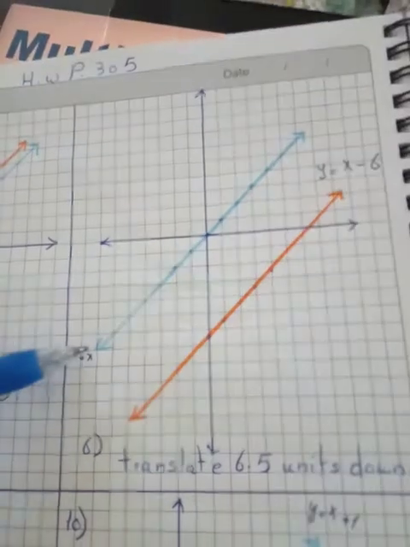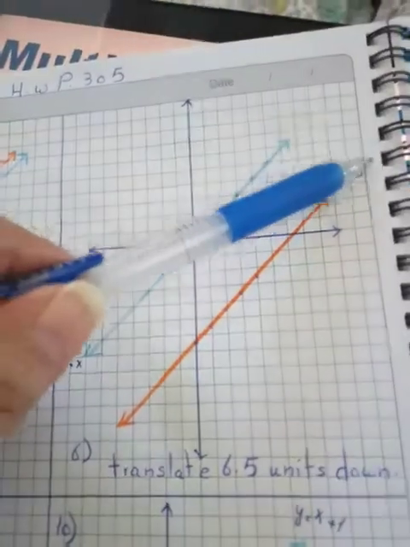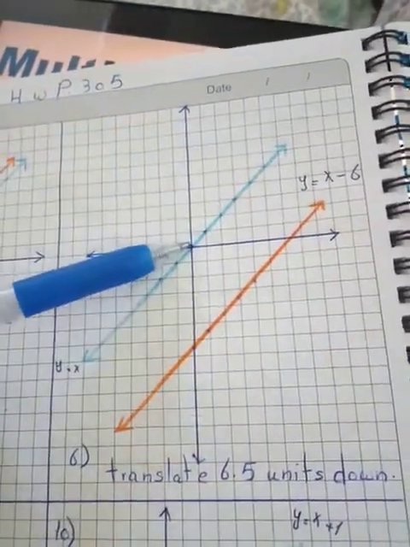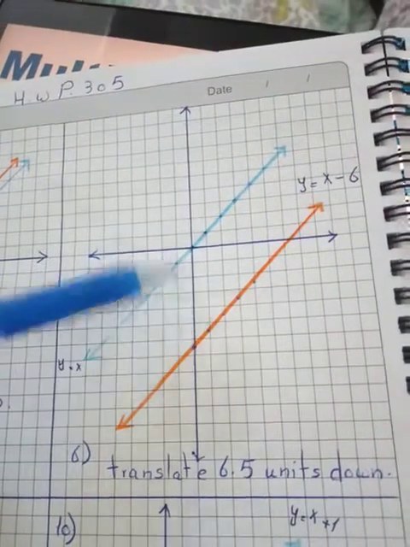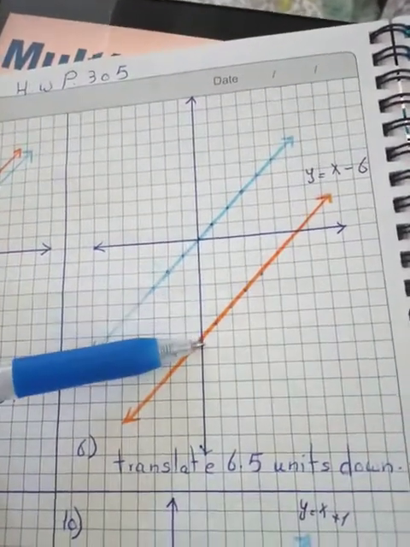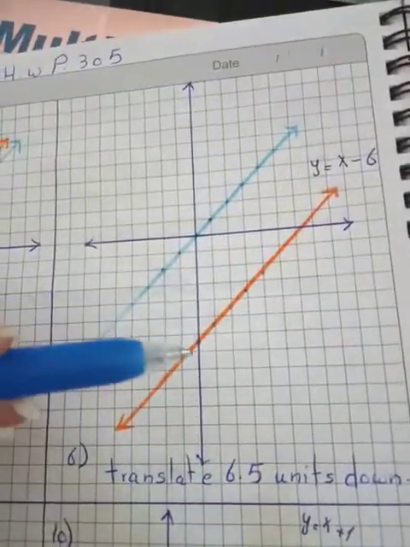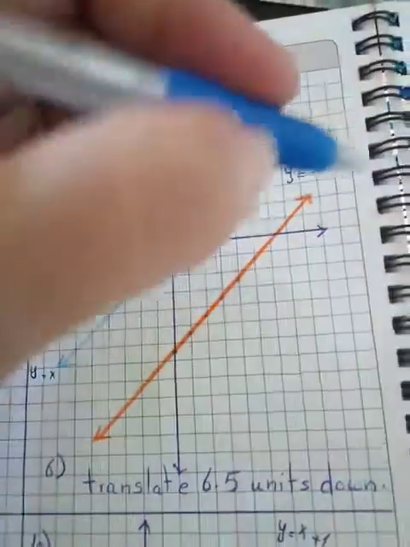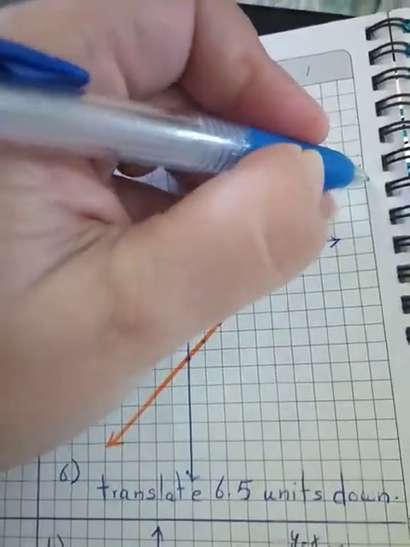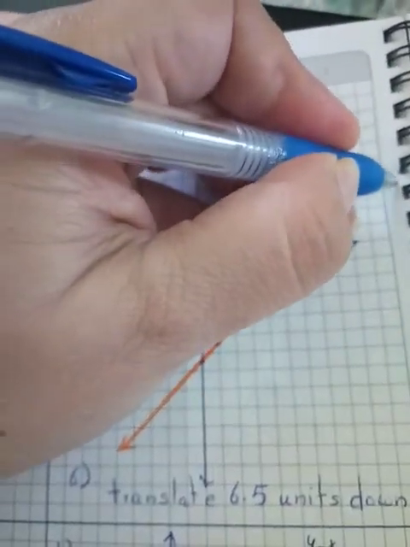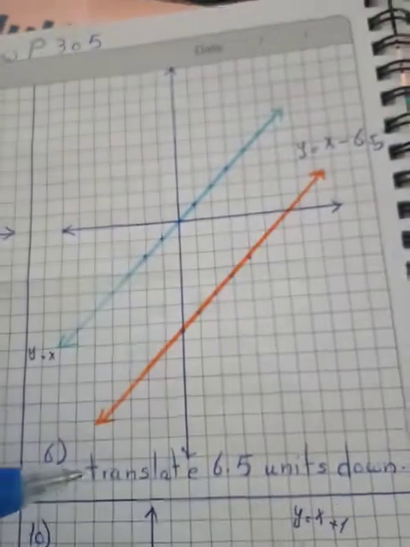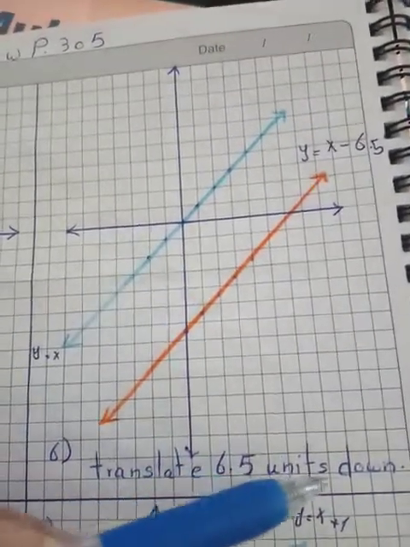So it's the same slope. But what about the y-intercept? From 0, it becomes negative 6. So the line translates 6 units down. Sorry, this is 6.5. This is not 6, this is 6.5 here. Translate 6.5 units down.